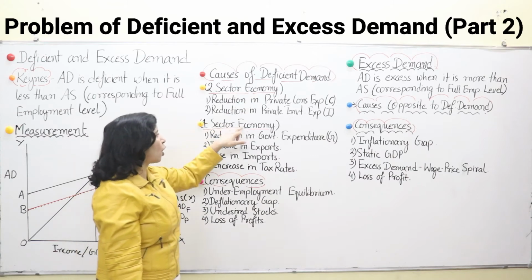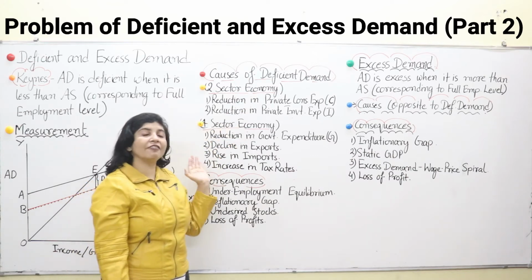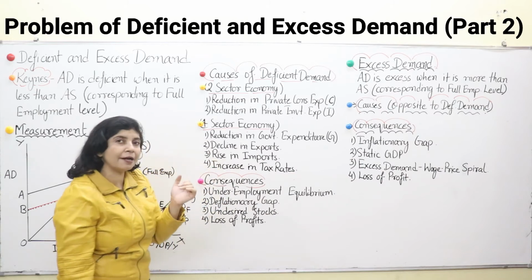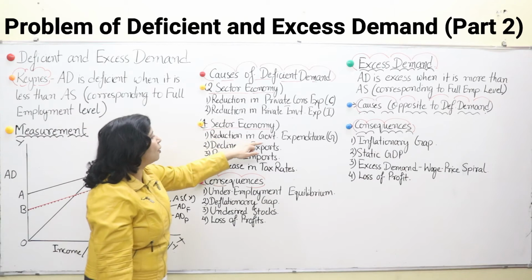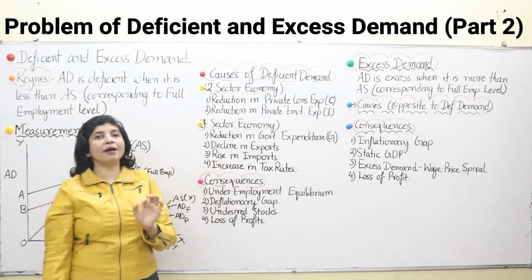In a four-sector economy, what are the causes of deficient demand in any economy, maybe India, America, China, or any other economy? Reduction in government expenditure. What forms of government expenditure do you know?